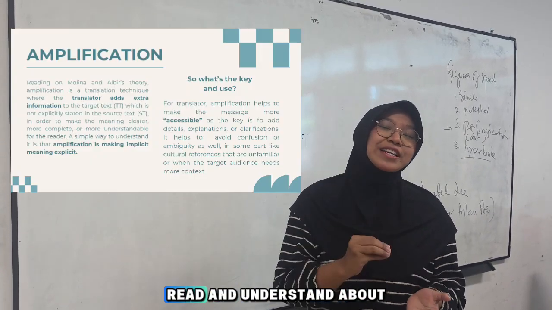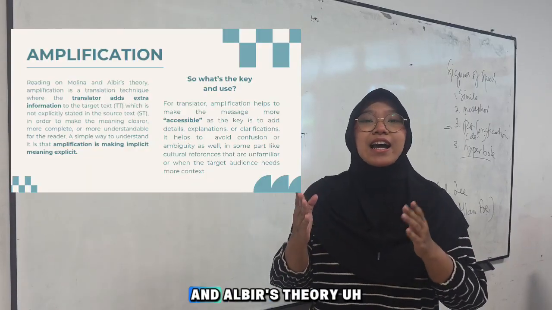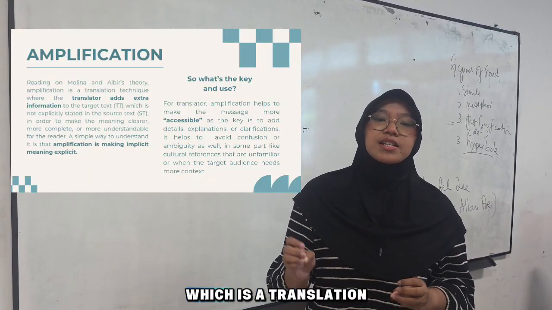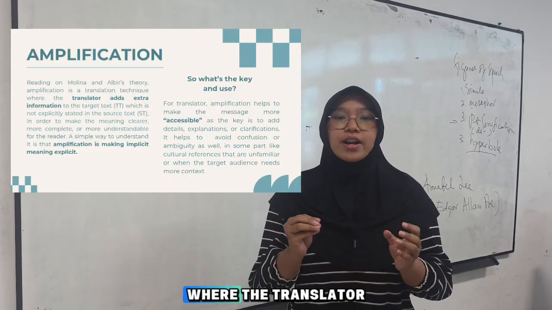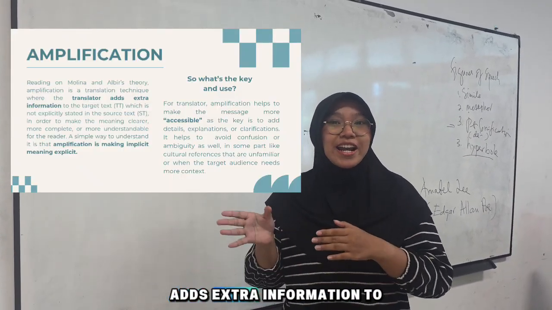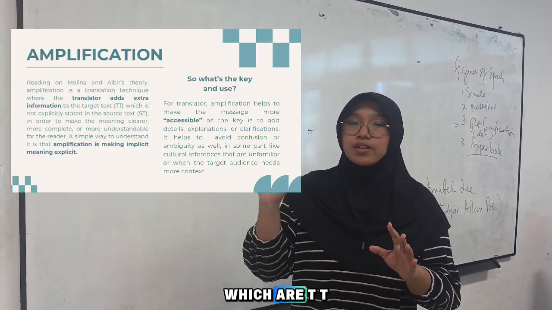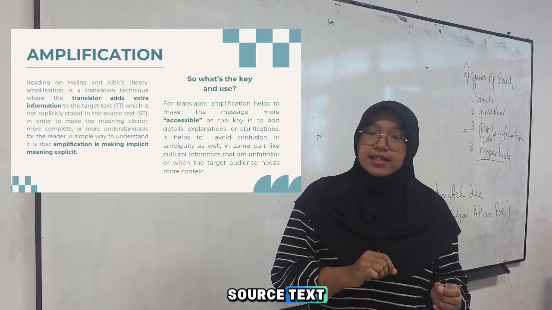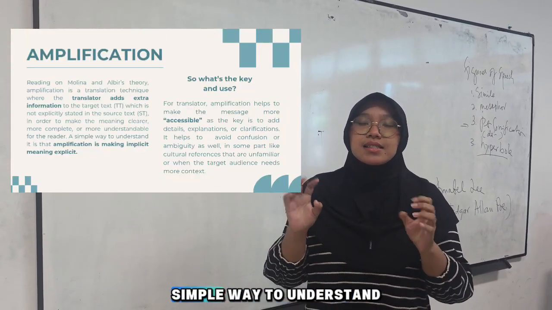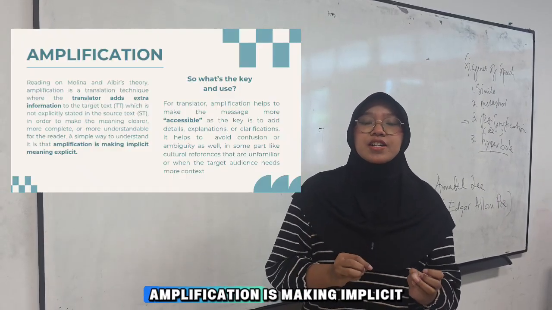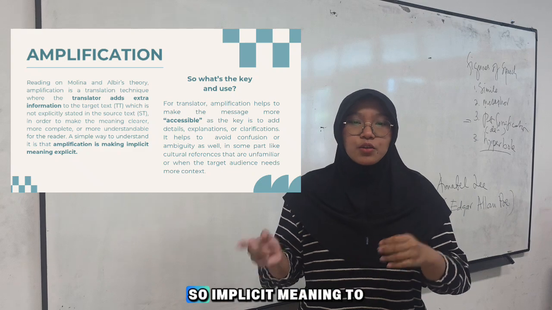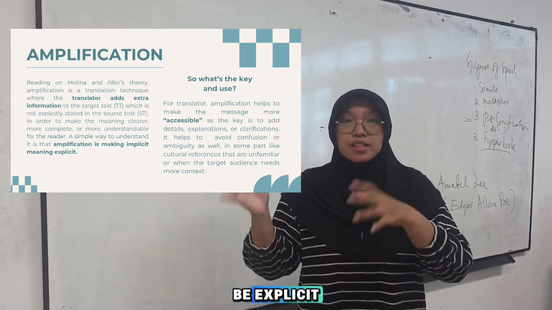As we already read and understand about Molina and Albir's theory, I want to tell you about amplification, which is a translation technique where the translator adds extra information to the target text, the TT, which is not explicitly stated in the source text. So basically, a simple way to understand it is that amplification is making implicit meaning explicit.